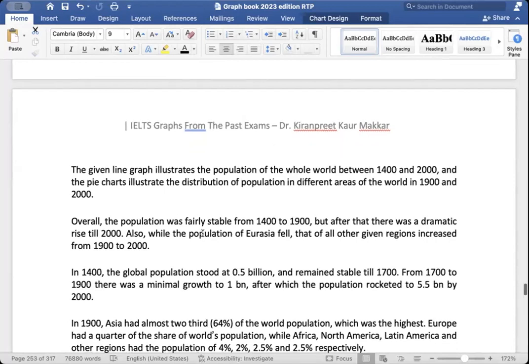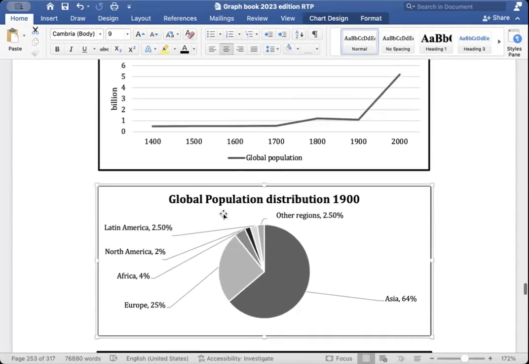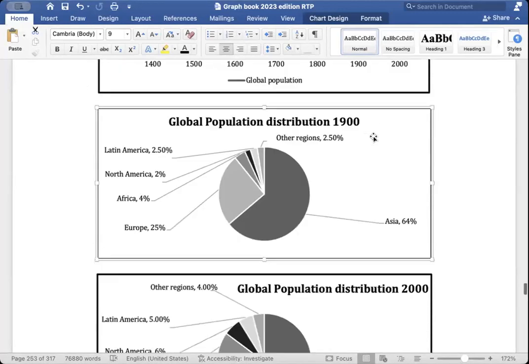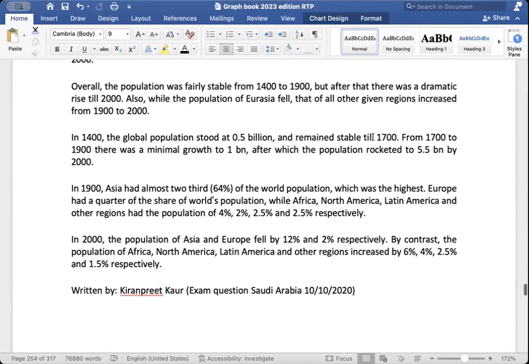Overall, the population was fairly stable from 1400 to 1900, but after that, there was a dramatic rise till 2000. See, the population was fairly stable from 1400 to 1900. But after that, there was a dramatic rise. You can write like that.